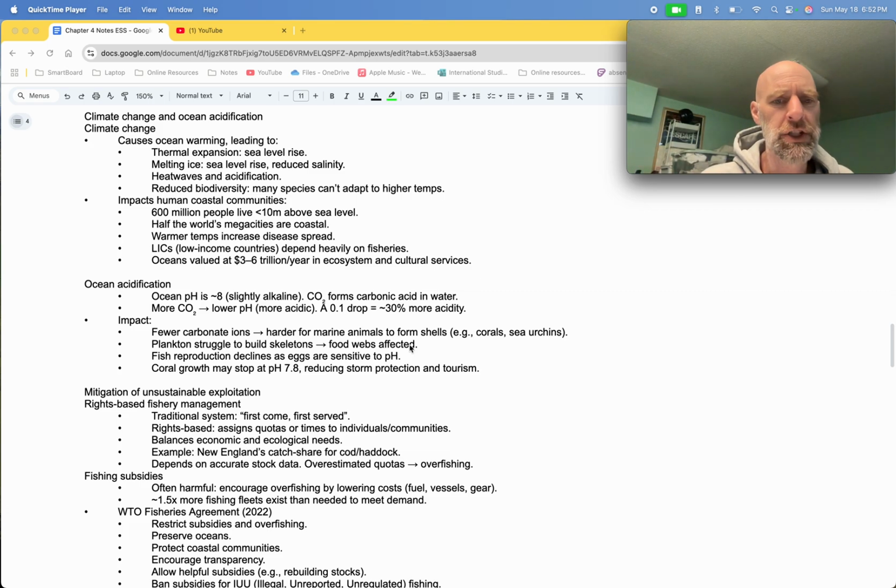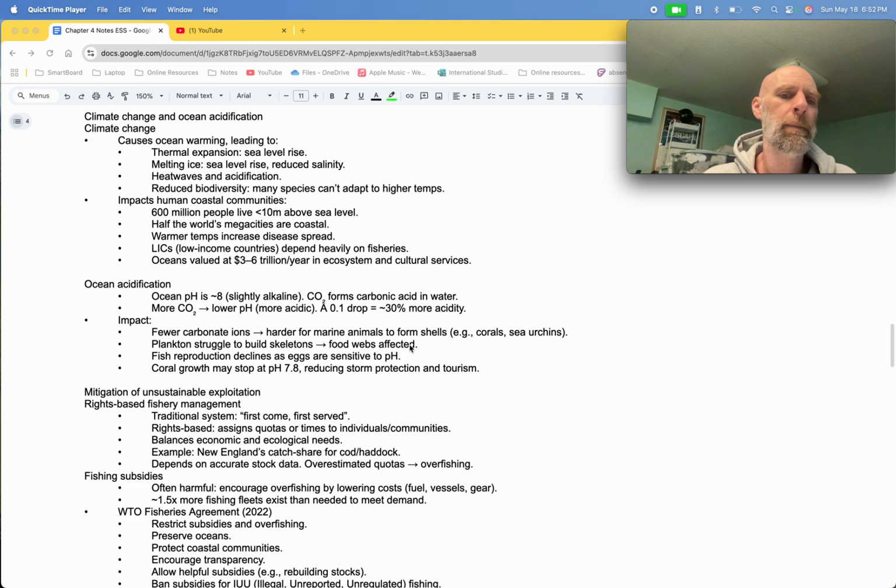Fish reproduction declines as eggs are sensitive to pH. Coral growth may stop at pH 7.8, reducing storm protection and tourism, and also the safe environment for fish. It does a lot more than just storm protection and tourism.